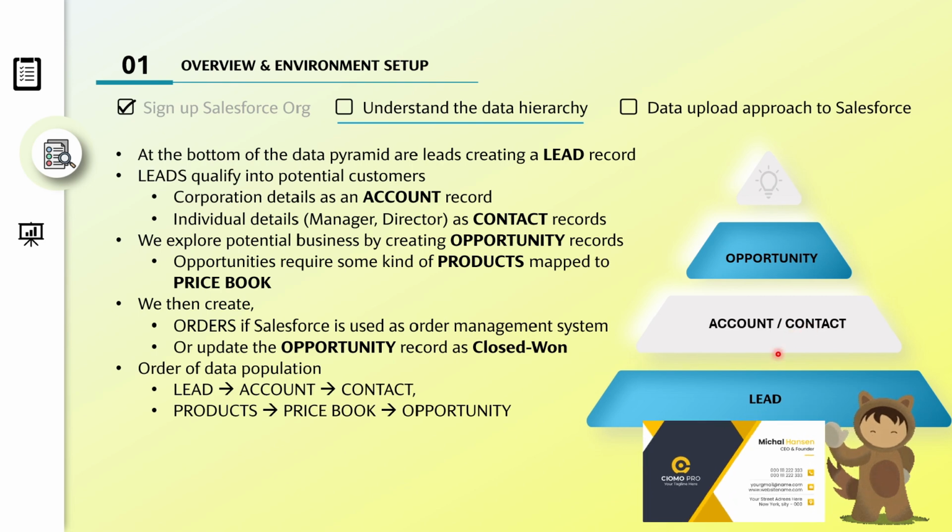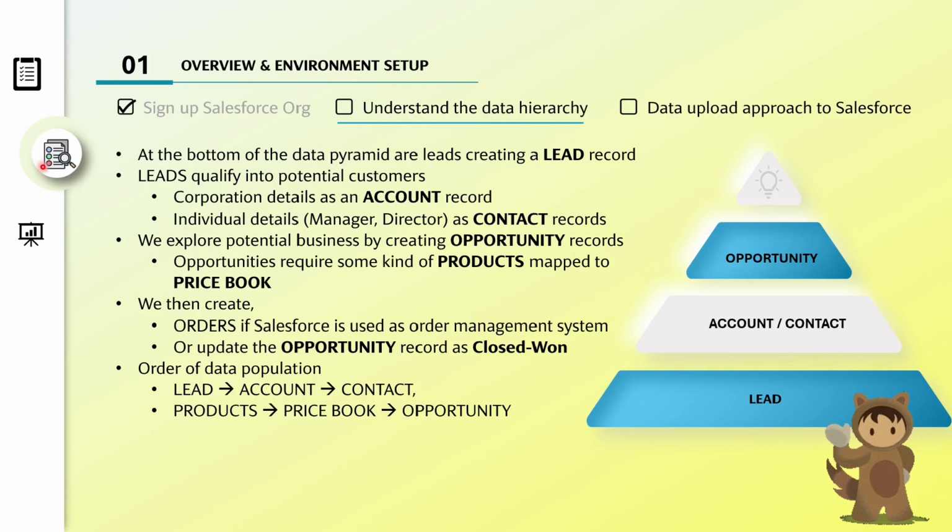So for instance, if we have a business card, we'll have the information of the company, and we'll also have the information of the person to contact in that company. So we will be creating some account records that represent companies, and we will also be creating some contact records that will be the individuals with whom we can interact for potential business. Up next, we will be creating some opportunities. We will be exploring some business avenues with those potential customers.